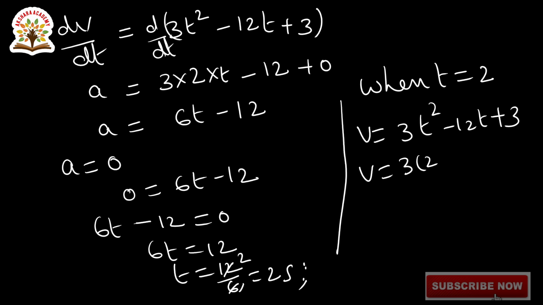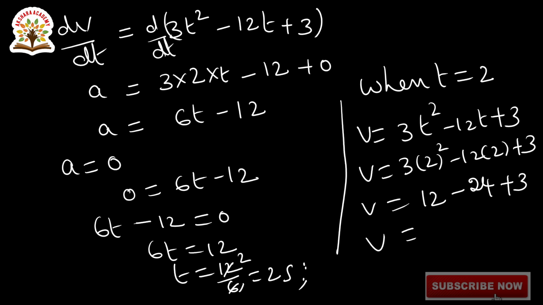3 of 2 square minus 12 of 2 plus 3. Nothing but 2 square is 4, 4 threes are 12, minus 12 twos are 24, plus 3. See here, 12 plus 3 is 15. 15 minus 24 is minus 9 meters per second. Therefore v is equal to minus 9 meters per second, this is the final answer.